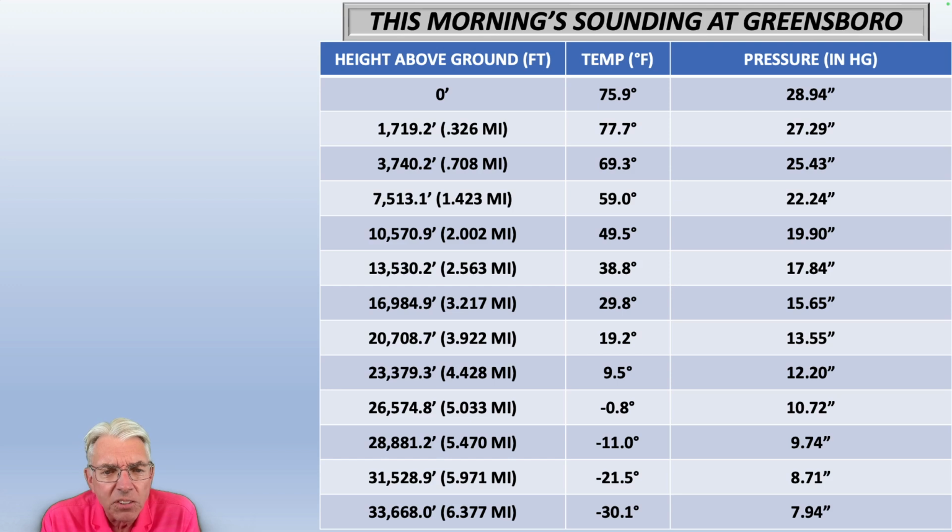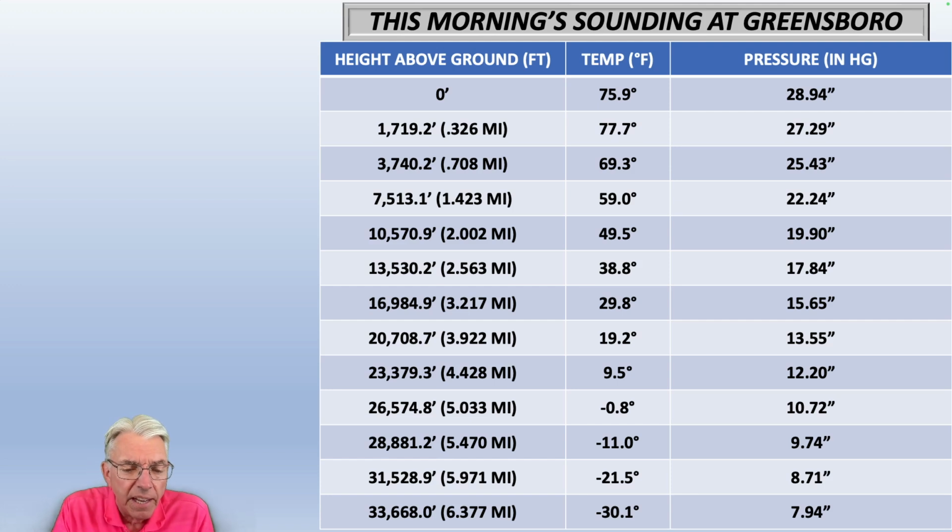By 23,379 feet, we're below 10. And we just keep on going. At the bottom there, you see the elevation 33,668 feet, or about 6 1/3 miles. Our temperature has dropped to 30 below zero. And notice the pressures over on the right. They're decreasing steadily as well. And by the time we get to that 33,000 elevation in feet, then our pressure is 7.94 inches of mercury. So when you compare that to 28, that's about 25%, okay? So 75% of the mass of the atmosphere is basically below 33,000 feet.